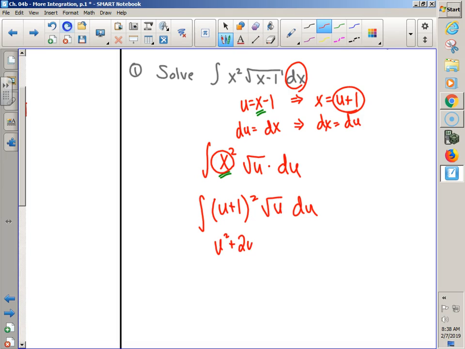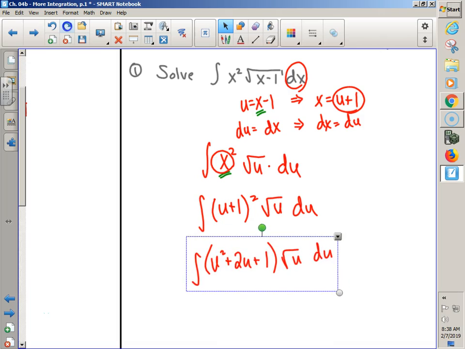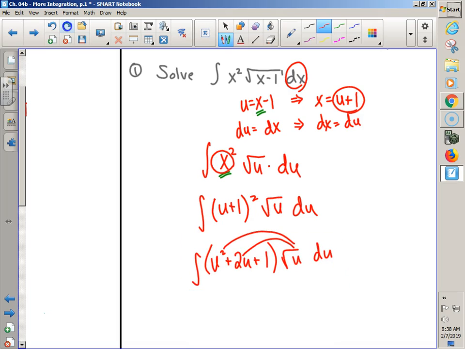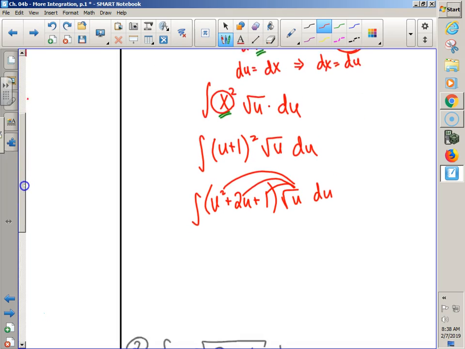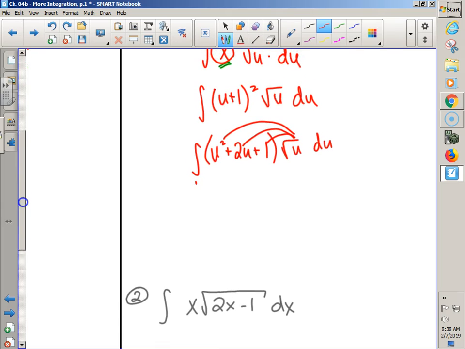But what can I do here? What am I doing if I do u squared plus 2u plus 1? Foiling. Why would I possibly FOIL this expression? An impossible integral just became possible. Because now I can say this is u to the 2.5, which would be u to the 5 halves. I can say this is 2u to the 1.5, so that'd be plus 2u to the 3 halves, and then plus u to the 1 half. What was an impossible integral just became possible.